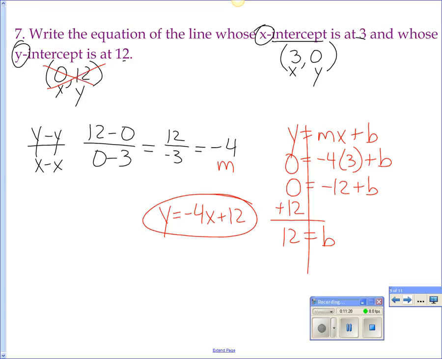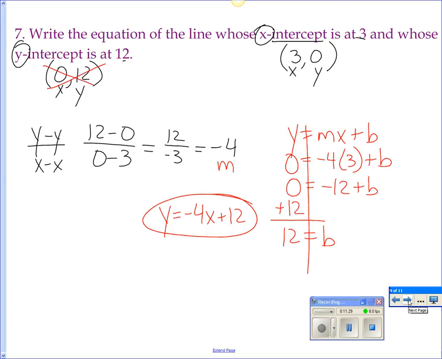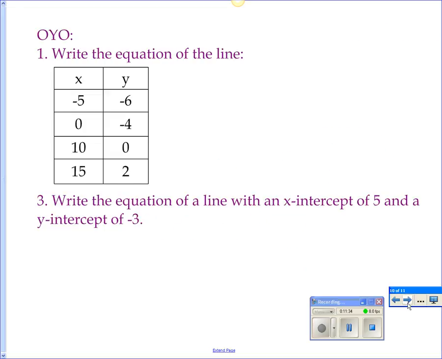All right, I'm going to go back to number 6 and double check something real quick. Okay, yep, that's right. So number 7, y equals negative 4x plus 12. Okay, you do have OYOs, so try these two problems on your own. Pause this video, go ahead and pause it, and try these, and once you get them, press play again.